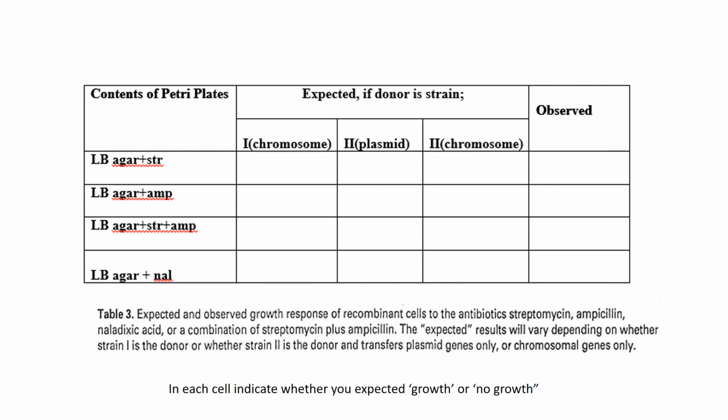Once you've filled out all the expected results and the observed results, compare the expected results to the observed results, and whichever of the expected results the observed results match, then that particular strain is the donor.